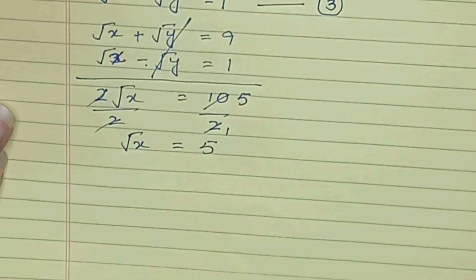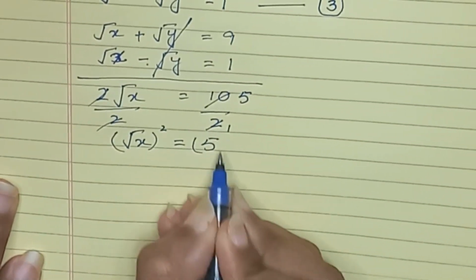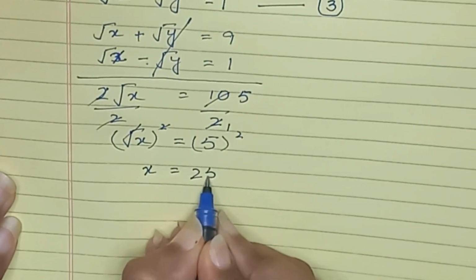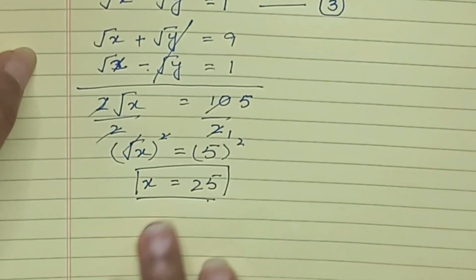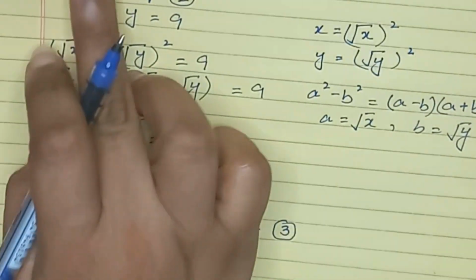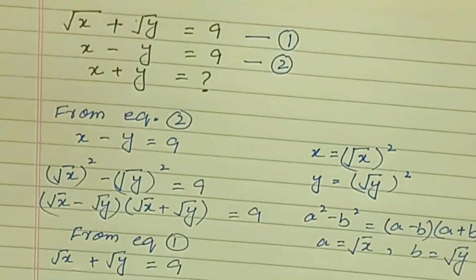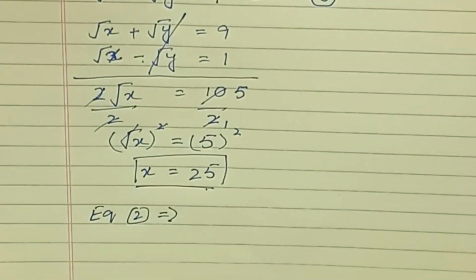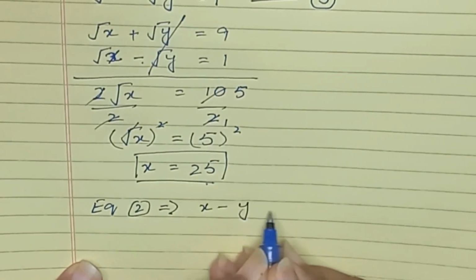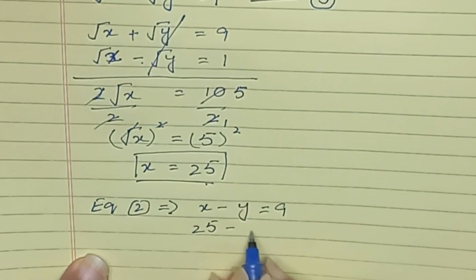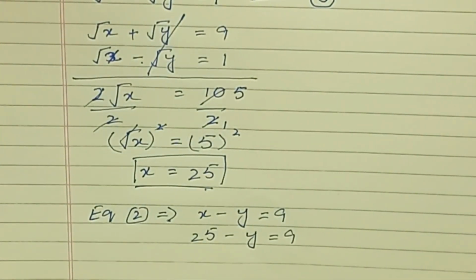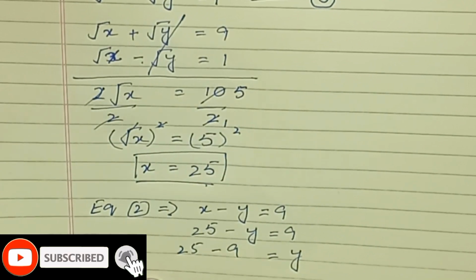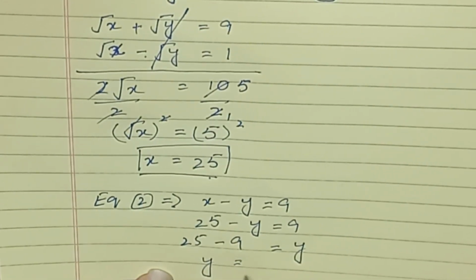Now we will find the value of x by taking the square on both sides. The square and square root will cancel out, so x is equal to 5 squared, which means 25. Now putting the value of x in equation 2, we will find the value of y. Equation 2 is x minus y is equal to 9, and 25 minus y is equal to 9 because the value of x is 25. From here 25 minus 9 is equal to y, and the value of y will become 16.